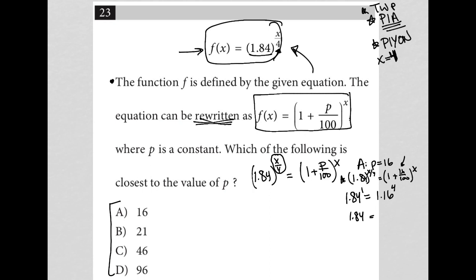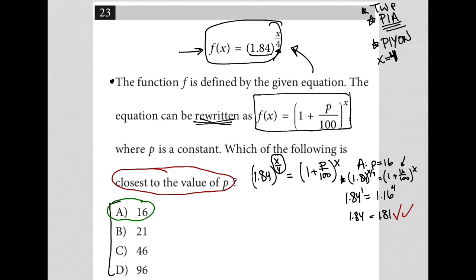So 1.16 to the 4th. I get that that's equal to 1.81. Now, the question does say which of these is closest to the value of p. So this is fairly close. 1.84 and 1.81 are very close to each other. So I kind of like choice A as an answer. But I'll try choice B and just see what's happening with it.